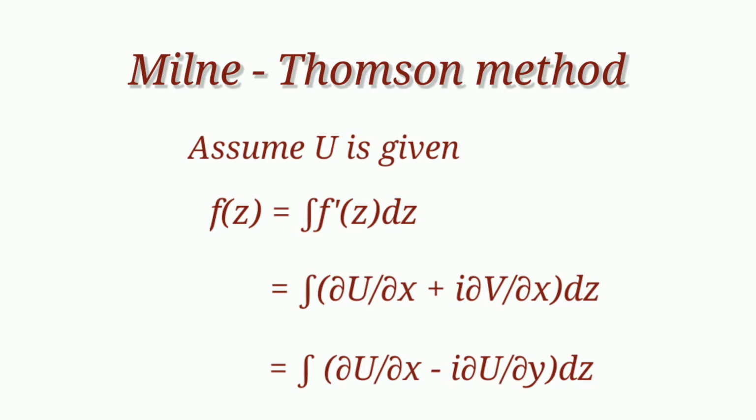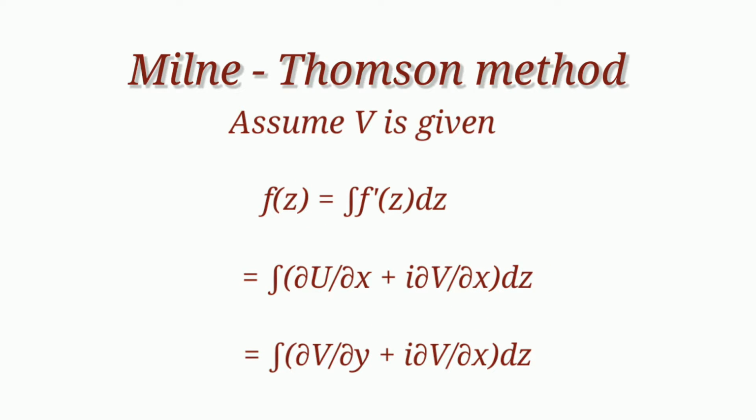See, in Milne-Thomson method, next we have to replace x by z and y by 0. Wherever you find x, you replace it by z, and wherever you find y, you have to replace y by 0. Then you can see the integrand is a function of z alone. So you can easily integrate with respect to z. After integration, you put a constant c. That will be the required analytic function f.